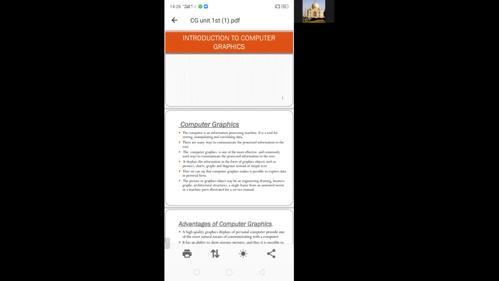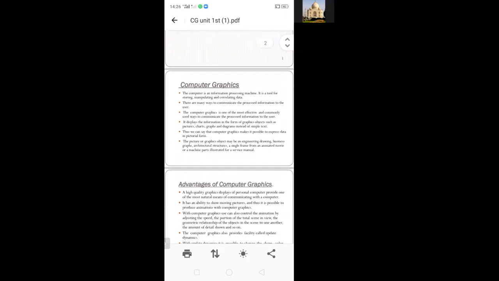Initially, what is computer graphics? We need to understand it first. Computer graphics is anything which uses the computer system to create visuals, pictures, or displays. With the help of graphics, we can express many things, so it is very important in today's era. Now we will see what exactly computer graphics is and what its advantages are in depth.